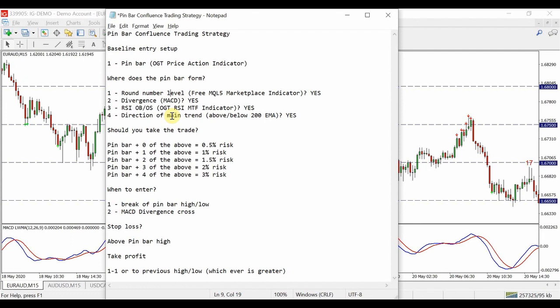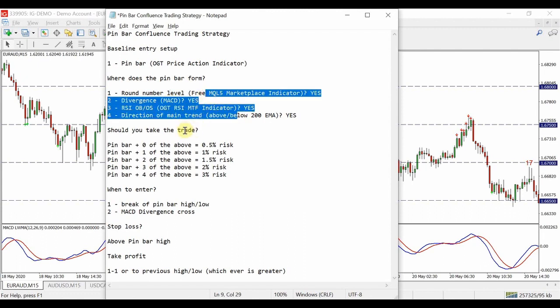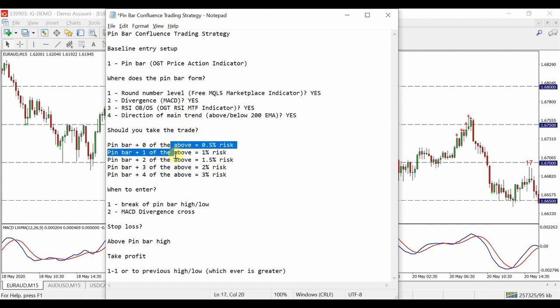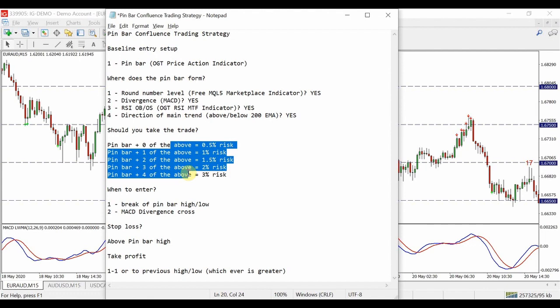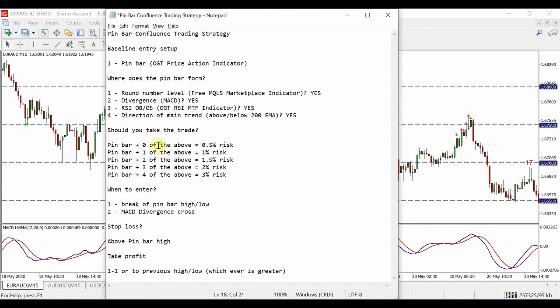And again, a lot of this stuff, the indicator does all the work, and you just have to see whether it's yes or no, or above or below. Divergence takes a bit longer to get your head around, but once you've got your head around it, it is quite straightforward. And once you've got all of this, again, I've broken this down very simplistically, the question is: how much do we risk on the trade?